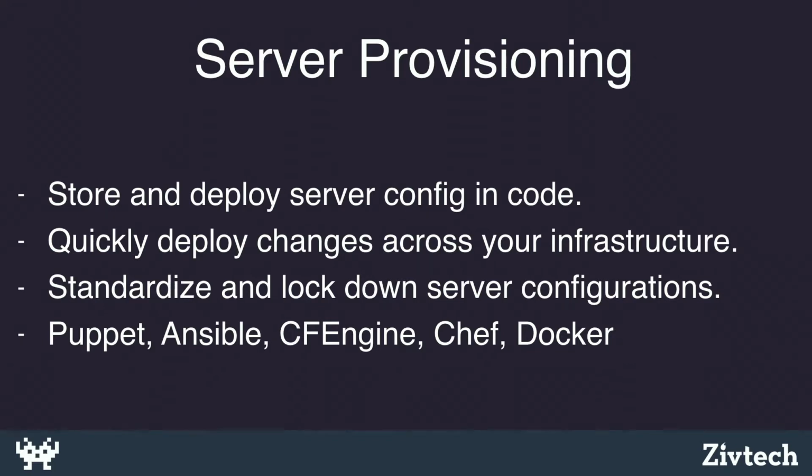And we're standardizing and locking down the server configuration, so there's no guessing what version of PHP all the servers are on because it's in code. And if it changes, there's a history to it. Some of the tools we've used for this or are using for this are Puppet, Ansible, CF Engine, Chef, and Docker is actually becoming more viable for this sort of setup as it matures.